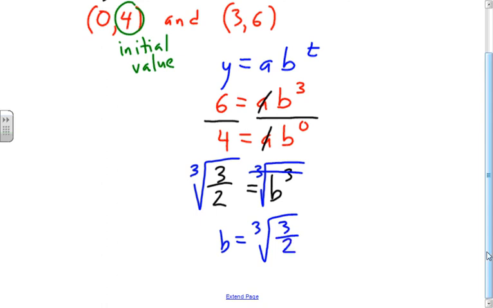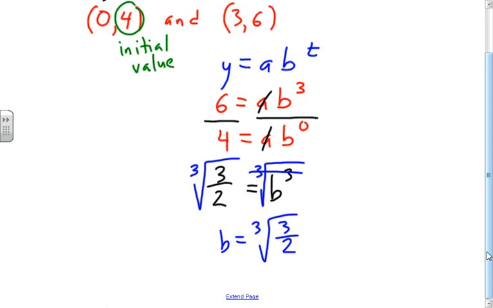Now, the cube root of 3 halves is some terrible irrational number, right? You can leave it as that, cube root of 3 halves, if you're trying to find the exact solution. You can use your calculator to figure out what that is if you are looking for an approximate solution. We'll talk more about that in upcoming chapters.